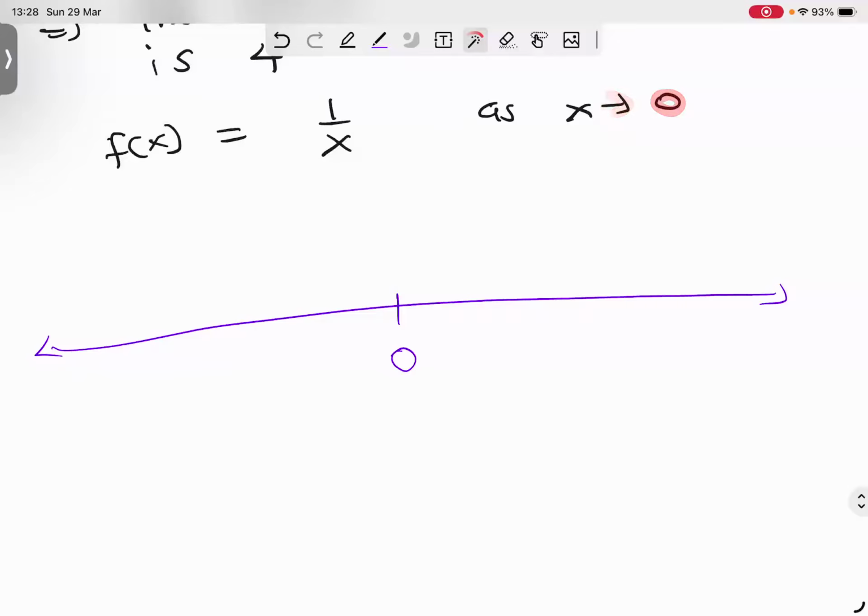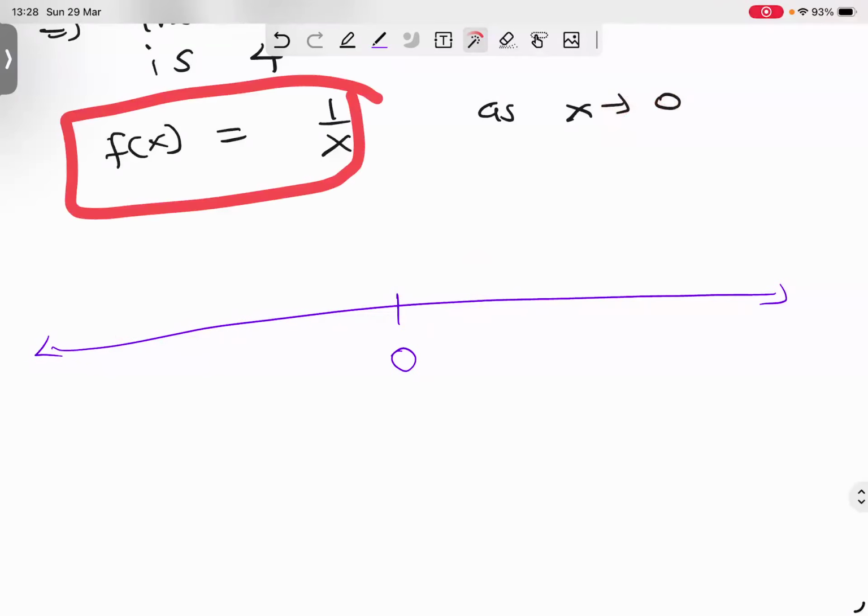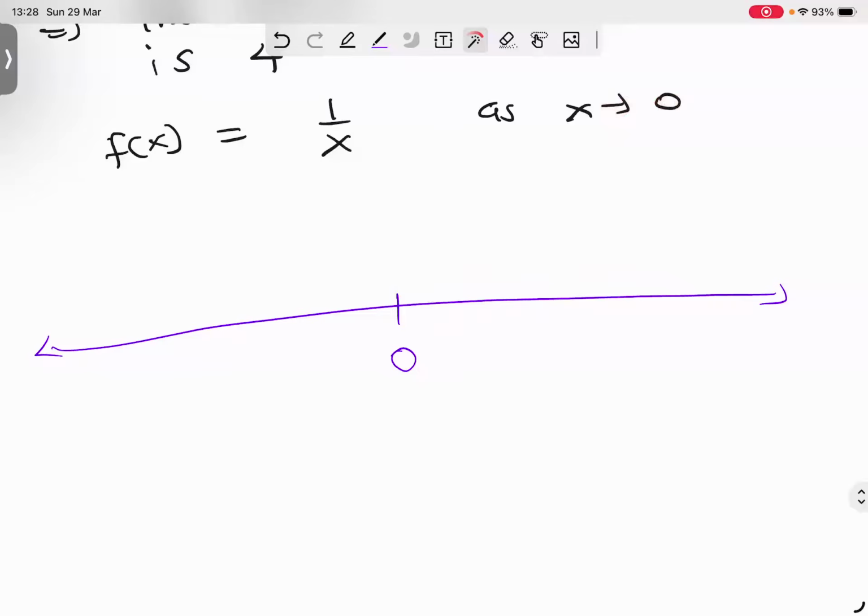So we are going to pick some numbers closer and closer in the neighborhood of 0 from the positive infinity direction. Then we're also going to pick some numbers in the neighborhood of 0 from the negative infinity direction. Evaluate what f of x will be. So what will f of x get closer and closer to as x gets closer and closer to 0?